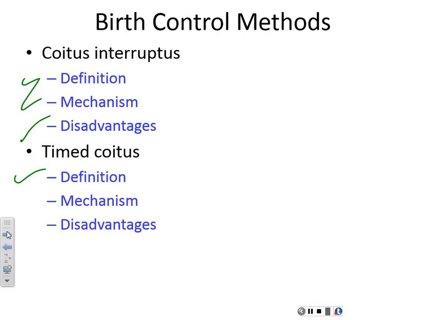So you define it, and then you talk about the mechanisms, which is abstaining from sex 2 days prior and 1 day after. That would be the rhythm method, which is timed coitus, which is also called natural family planning, okay? Sometimes I may say timed coitus, and you say, oh, rhythm method. It could be a multiple choice question. But this is the same as timed coitus, rhythm method, natural family planning.